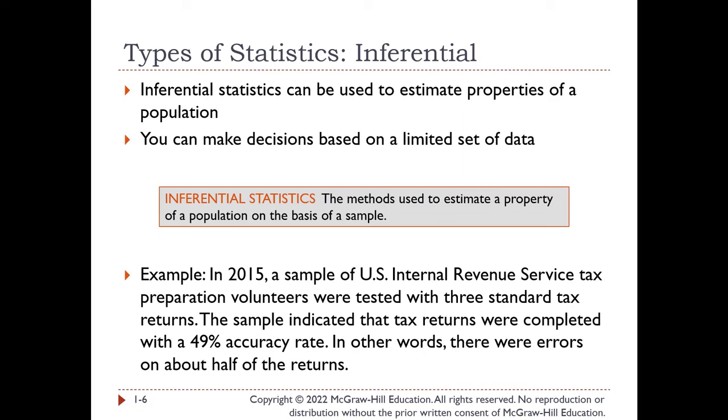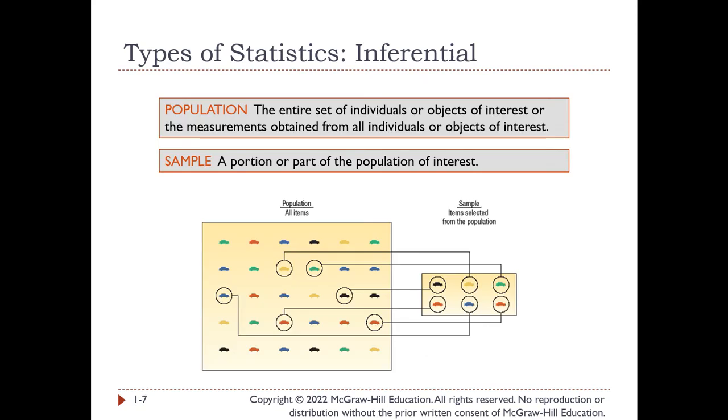They only used a sample of volunteers, only 3 tax returns, and 49% of them actually had accuracy. So, tells us we're probably going to need to train these people a little bit better, or make taxes less complicated. Either way, win-win. Let's go with that.